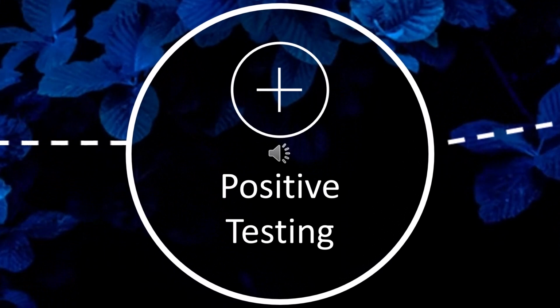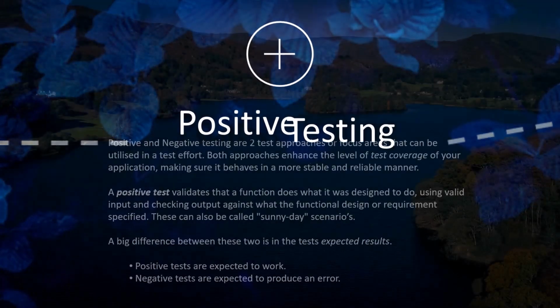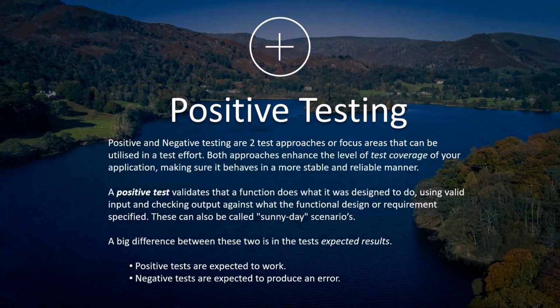Positive and negative testing are two test approaches or focus areas that can be utilized in a test effort. Both approaches enhance the level of test coverage of your application, making sure it behaves in a more stable and reliable manner. A positive test validates that a function does what it was designed to do, using valid input and checking output against what the functional design or requirement specified. These can also be called sunny day scenarios.